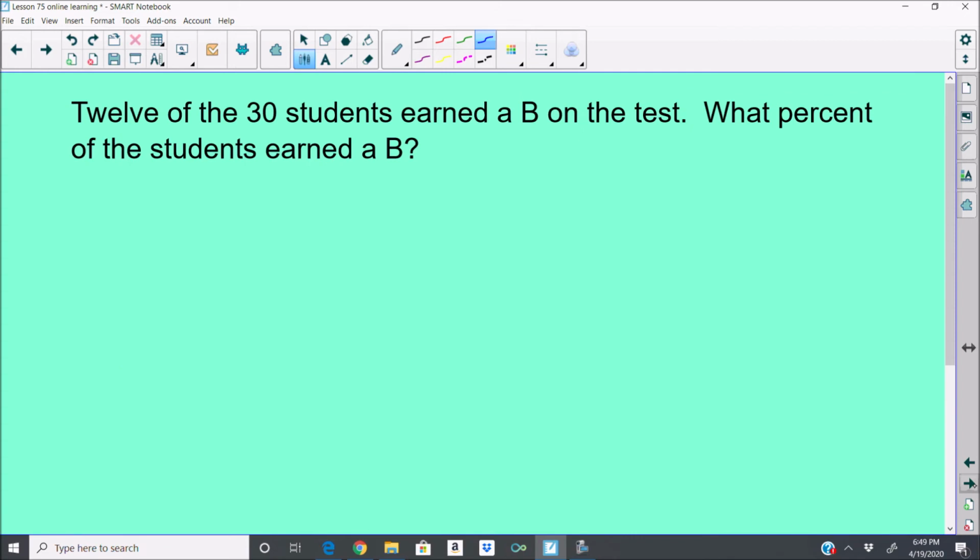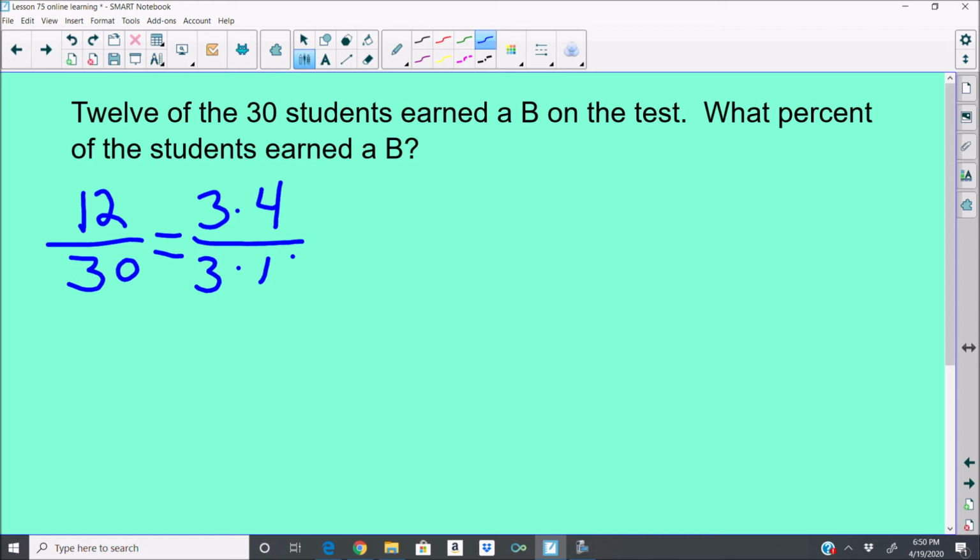Okay, here's another word problem. 12 of the 30 students earned a B on the test. What percent of the students earned a B? So we're working with a fraction, 12 out of 30. Now we dealt with 30 before as the denominator, and we needed to get it to 100. So what we did the last time was we simplified this. 12 is like 3 times 4. 30 is like 3 times 10. My 3's cancel out because that's 1, right? So my reduced form of that fraction is 4/10.